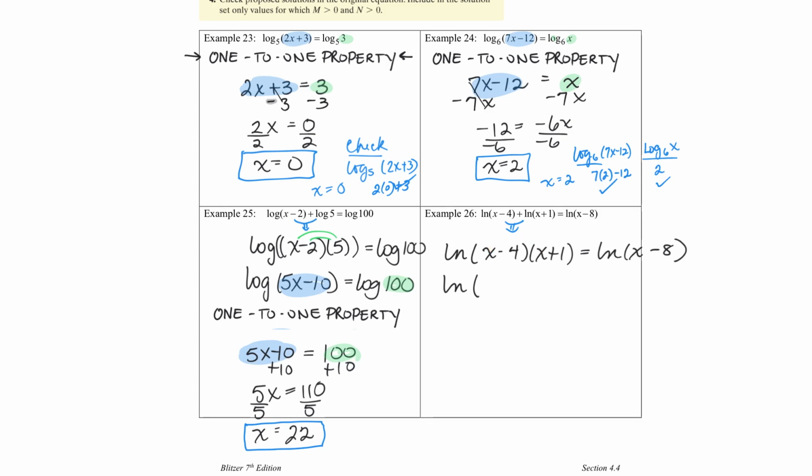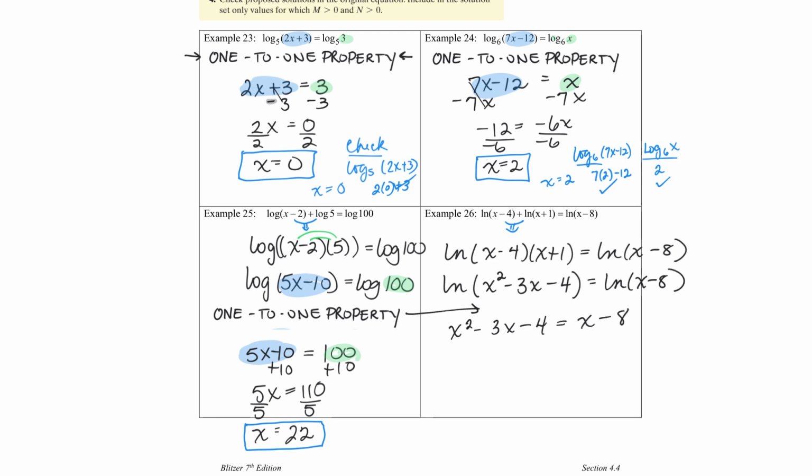And I'm going to end up with x squared plus 1x minus 4x minus 4. So I'm going to end up with x squared plus 1x minus 4x is minus 3x minus 4. And this is equal to the natural log of x minus 8, right? So now again, I'm going to be using my one-to-one property, right? So I'm not going to copy paste it again, but that's what makes it work. So I'm going to use the one-to-one property to rewrite my logarithmic equation without the logarithms.